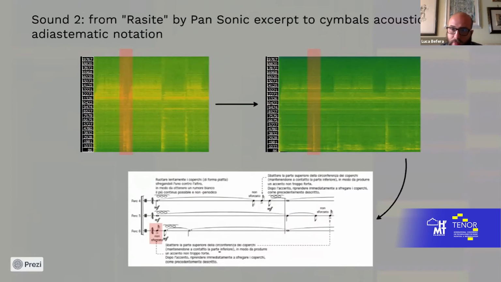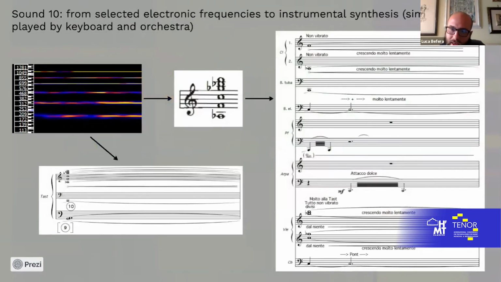Observing and listening, the composer achieves the most similar sonic result by using cymbals rubbed against each other with a circular motion. The resulting adiastematic notation on the bottom indicates the gesture durations and percussive accents in red squares, whereas word-written instructions and icons explain the sound quality and playing techniques. Finally, he applies another instrumental synthesis.